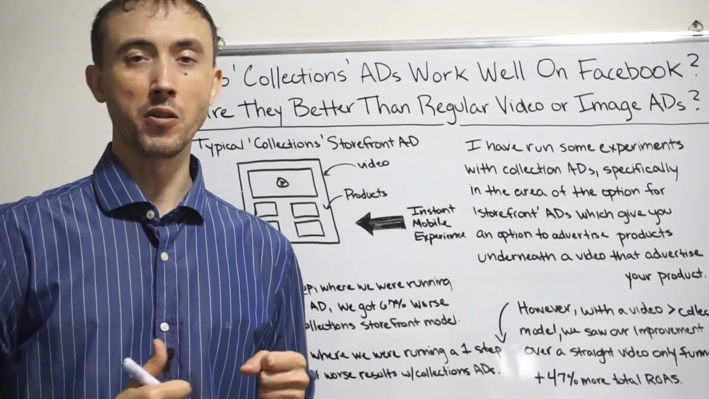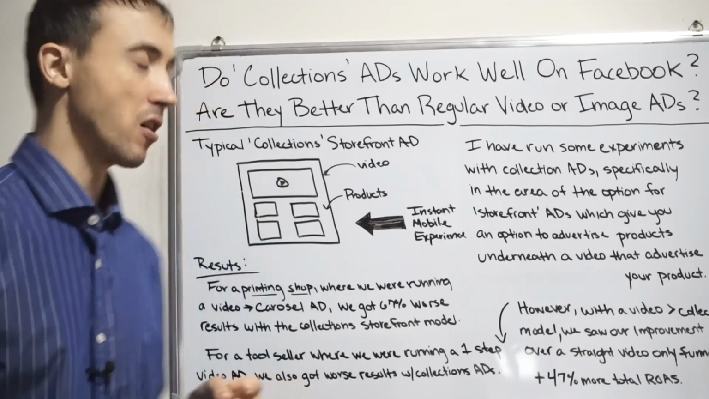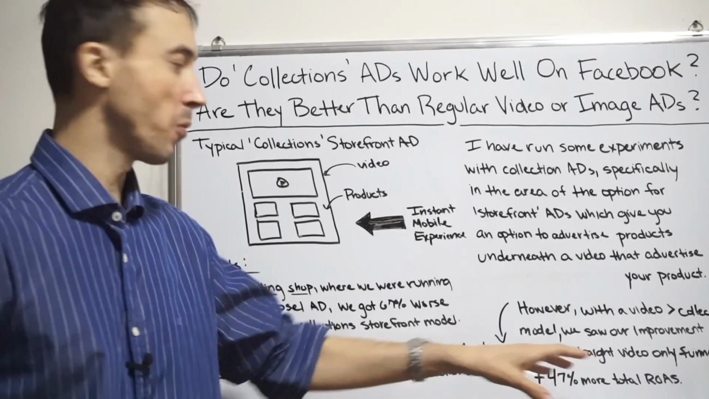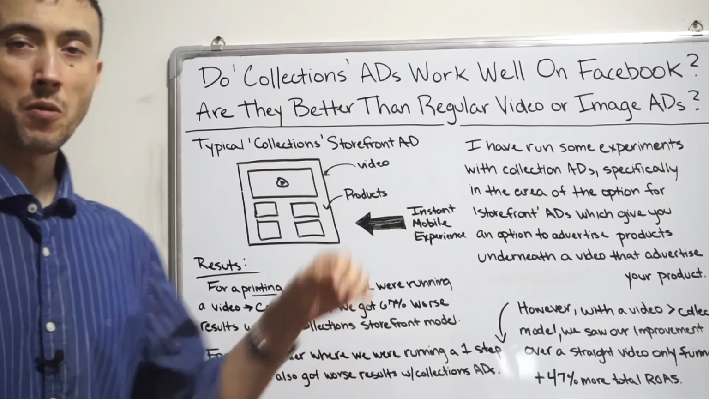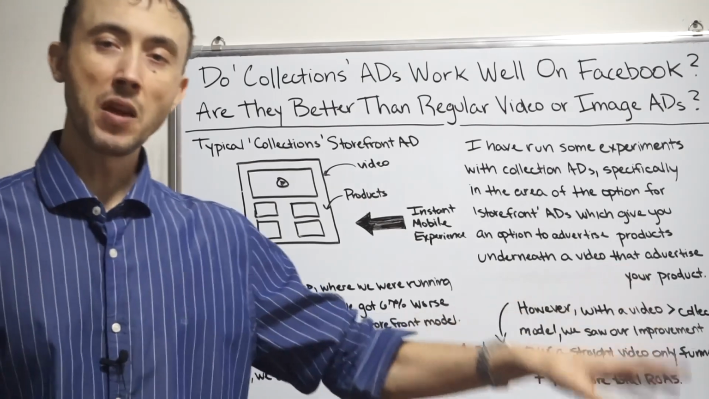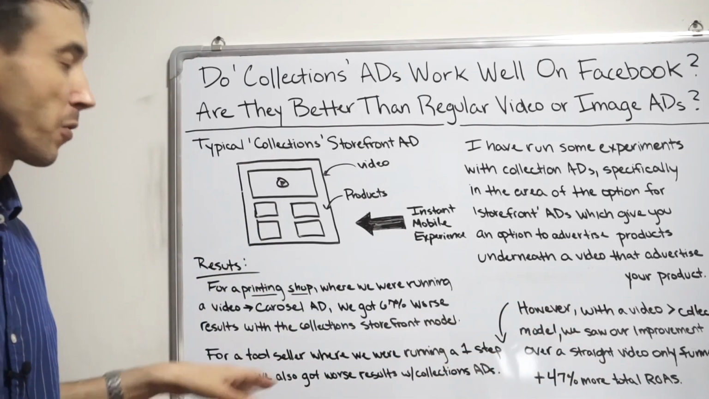It's called the power of sevens in marketing. You can look that up. That's been true for a long time, regardless of what you're advertising and where you're advertising it. But anyway, with the tool seller, where they were doing video ads very, very well, the collections ads were still making money, but not near the ROI the regular video ads had.